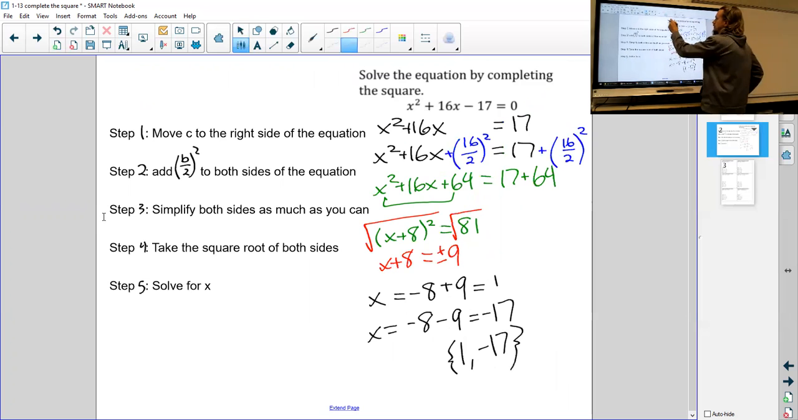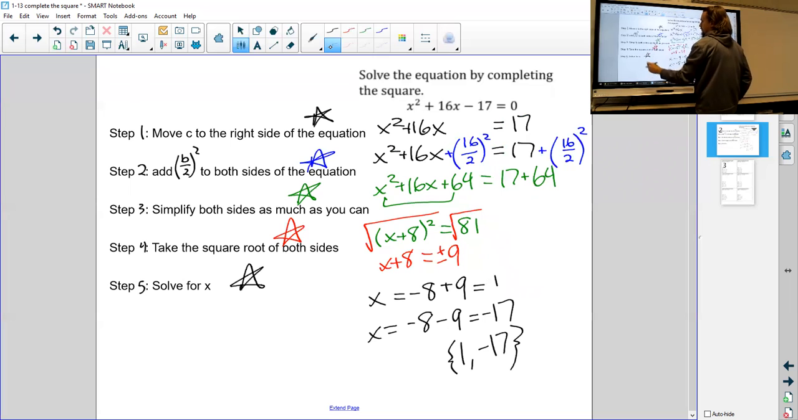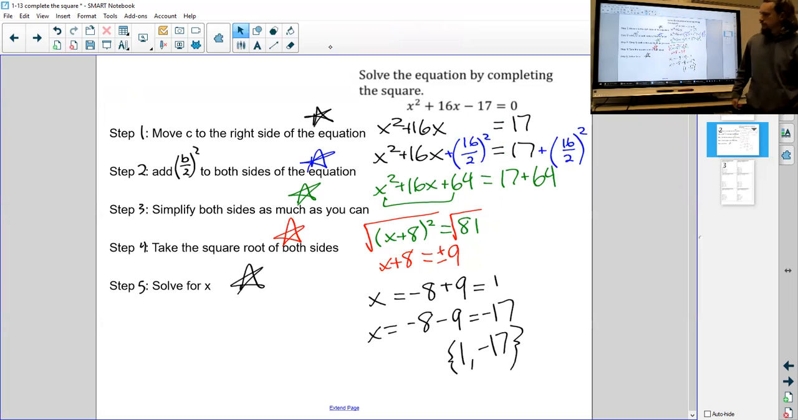So if you want to pause it, if you need to write the rest of this down, that's our steps. Let me see if we can color code this. Move C to the right side of the equation. That's the part in black. Add b squared. That's in blue. Simplify is in green. Square roots in red. Solve back in black.